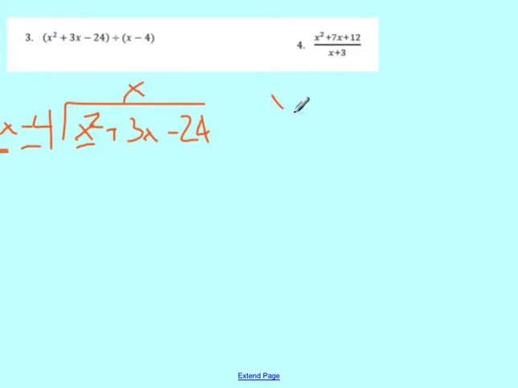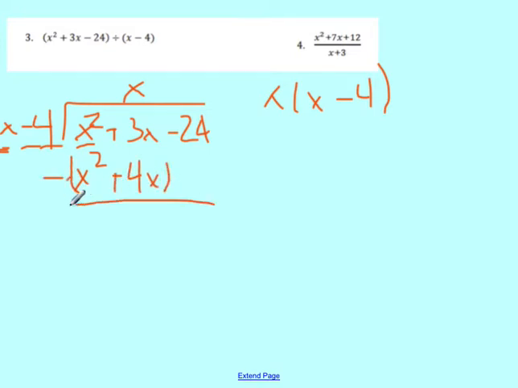If you still need to write out this distribution thing to help yourself, feel free, but I'm not going to write that out anymore. So I'm taking x and multiplying each of these by x. X times x is x squared. Negative 4 times x is negative 4x. Again, subtracting that off, so I change the signs of everything. I do suggest you change the signs so you remember that you're subtracting that second number.